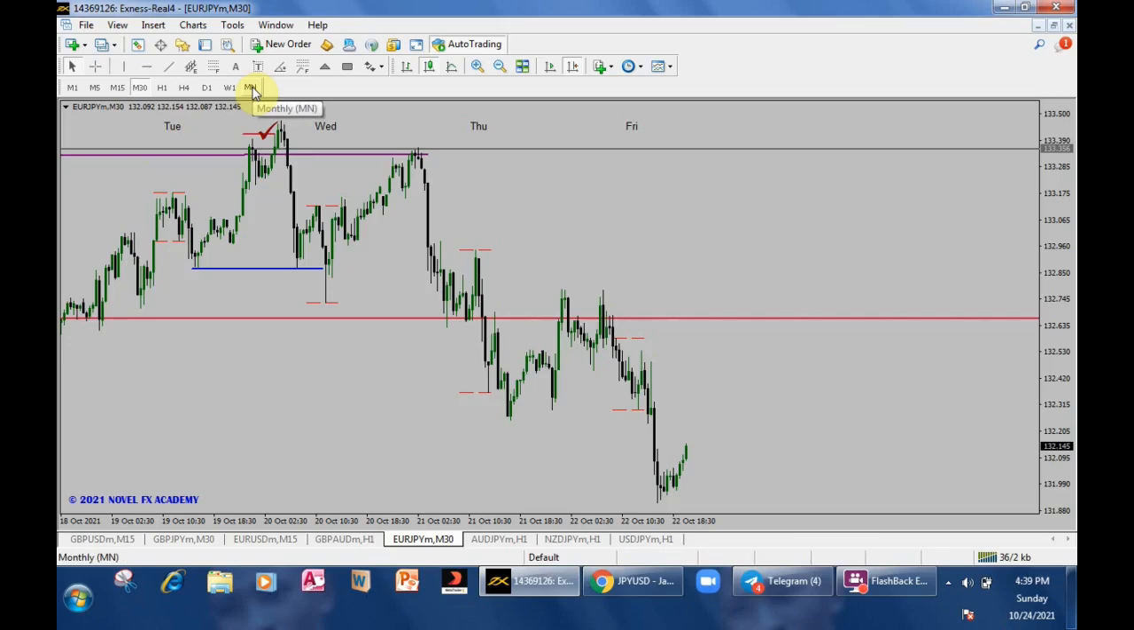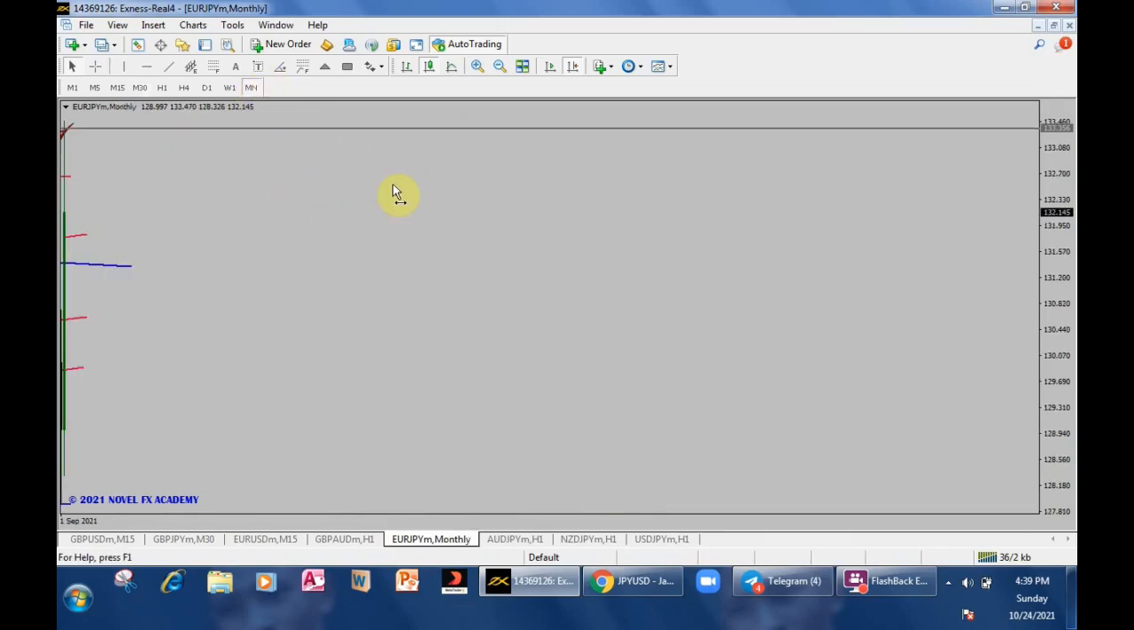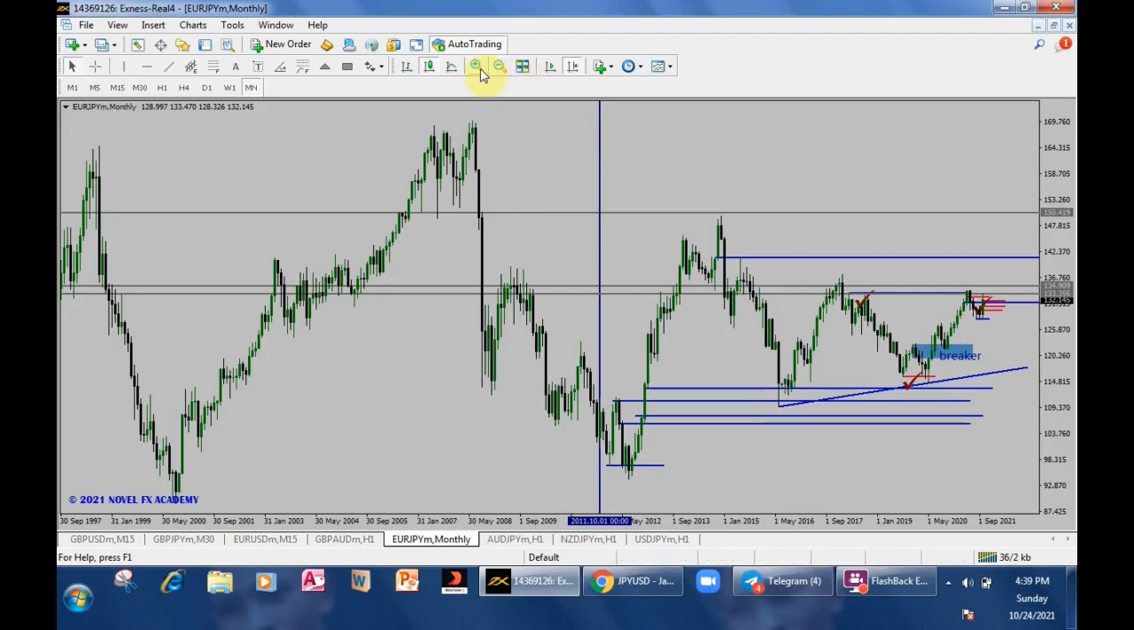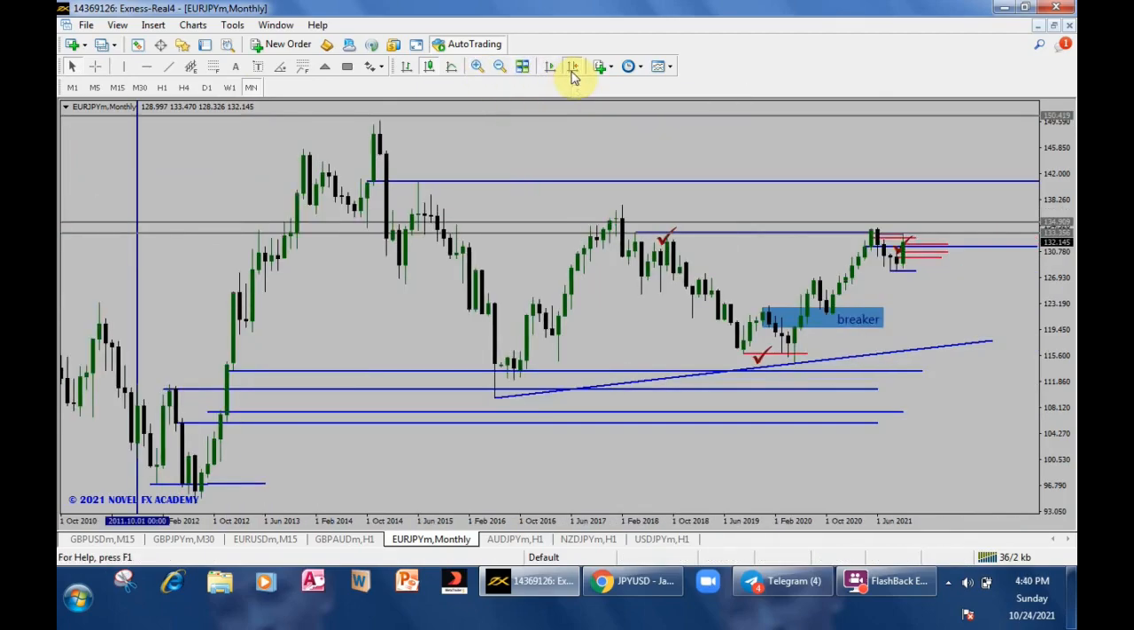That's the first step. Then your second step is you want to start analyzing your chart from the higher time frame, from the monthly chart. You want to see the macro view of price action. So when we look at this price range right here, we can see that price is clearly poised to go higher.